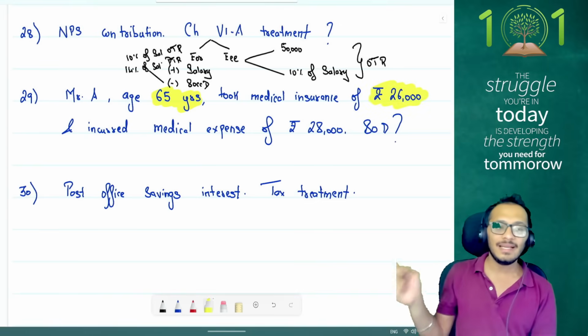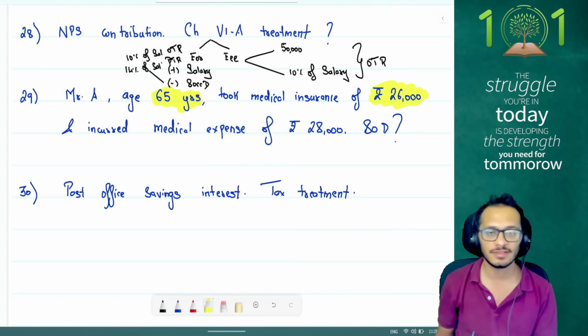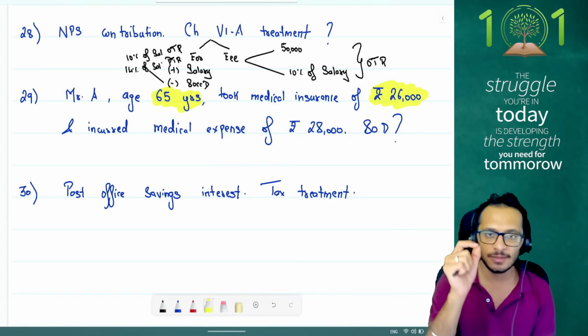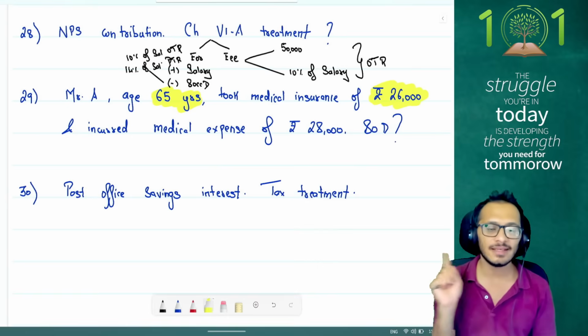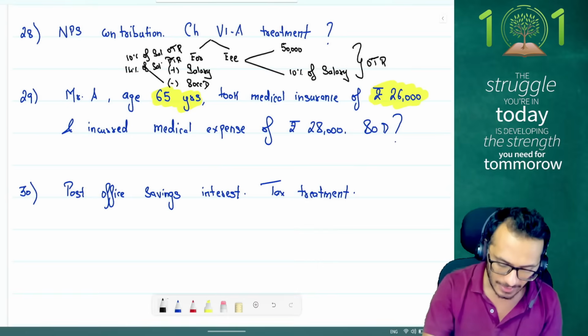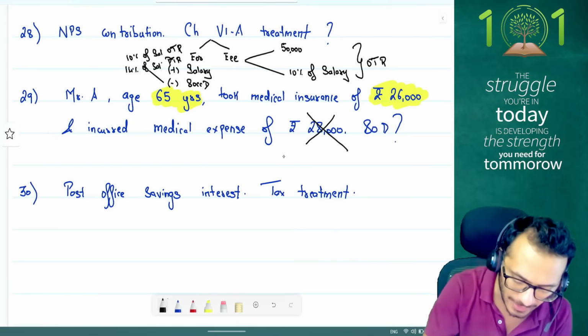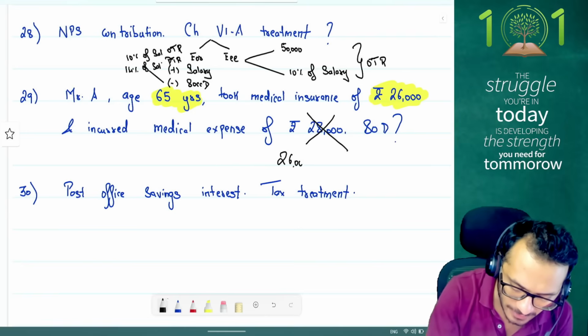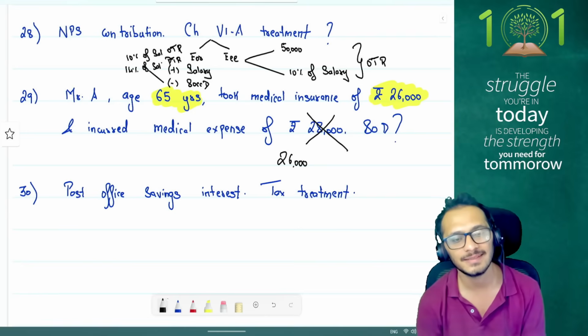Understand, people? Medical expense as a deduction can only be granted when the person has no insurance, which means if you don't have any insurance from day one, then only you can claim a medical expense. In this case, because I already have an insurance, can I claim a medical expense? No. I cannot claim my medical expense. The 26,000 is what I'll be allowed as a full deduction. Yes or no? Yes, amazing.